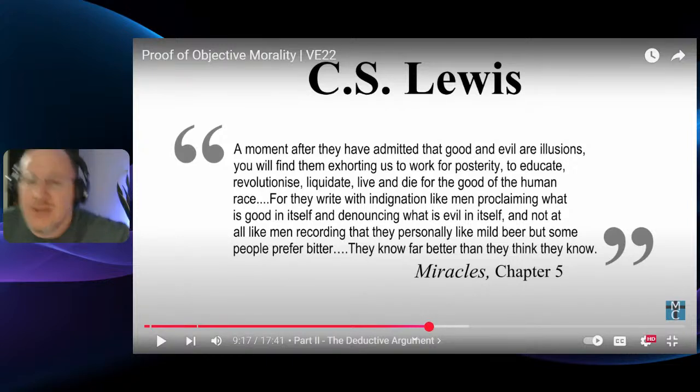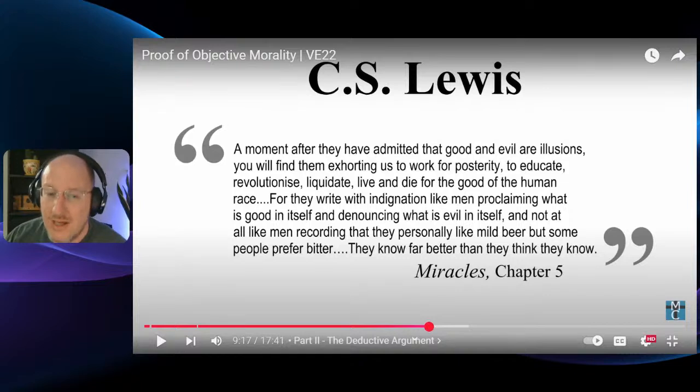So, imagine this. Imagine we swap out the moment after a person denies gastronomic realism, the view that there are stance independent facts about what's tasty or not tasty, independent of your taste preferences. The moment someone denies that anything is stance independently good or bad from a taste perspective, you will find that person eating pizza and eating pasta and drinking beer and having nachos and writing Yelp reviews. For they write with indignation, like men proclaiming that food is stance independently tasty or stance independently gross.